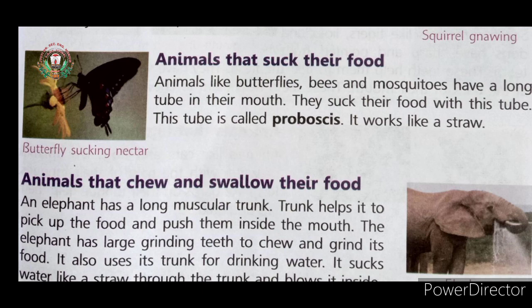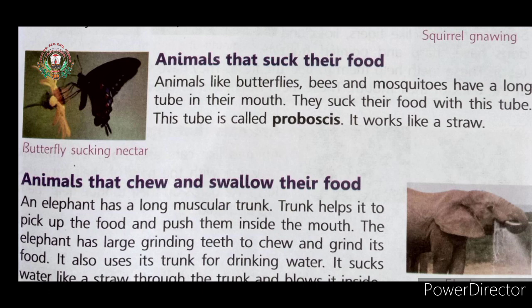Now the next one, animals that suck their food. Animals like butterflies, bees and mosquitoes have a long tube in their mouth. They suck their food with this tube. This tube is called proboscis. It works like a straw.